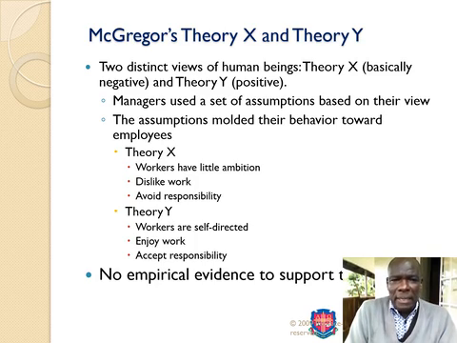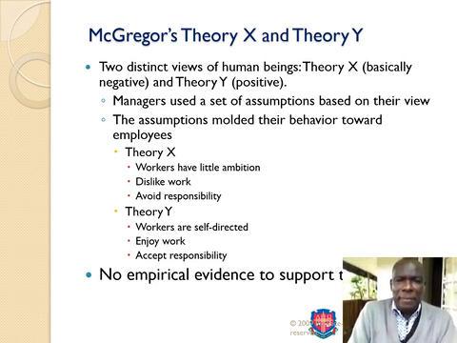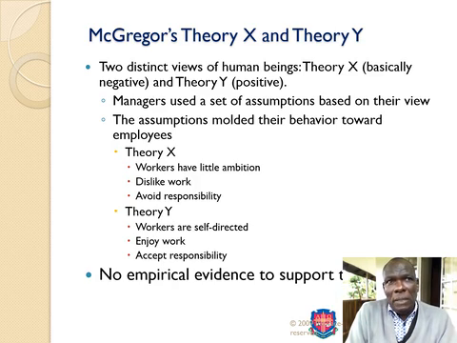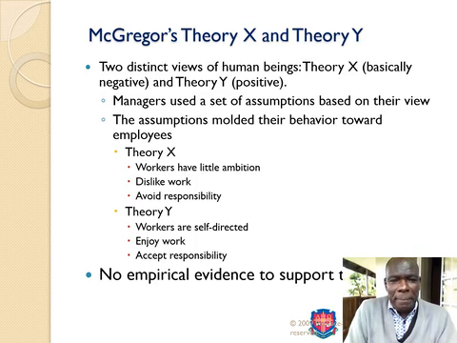So the theory X workers are those workers, they claim, who have little ambition, who dislike work, who avoid responsibility. So once you assume that your workers don't have ambition, they dislike work, they avoid responsibility, they will do everything. If they can eat, if they can drink, if they can survive without work, then they will do so. So under this theory, if you assume that your workers are of that type, then you will also treat them in a similar manner, because then you will not respect them.